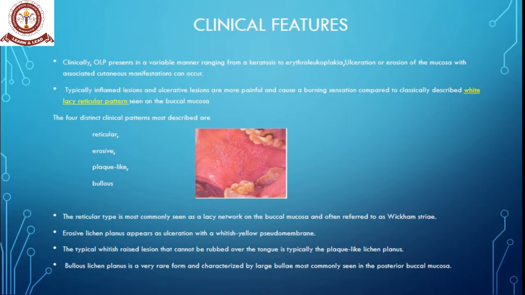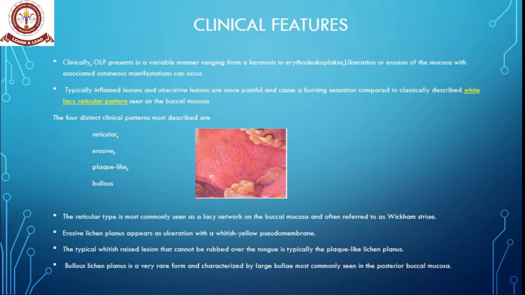Clinical features: its presentation can vary from a minor keratosis to an erythroleukoplakic form, that is a mixture of red and white patches, or it can even have ulceration on it, with or without cutaneous manifestations. Typically you have four types of clinical patterns: reticular, erosive, plaque-like and bullous.